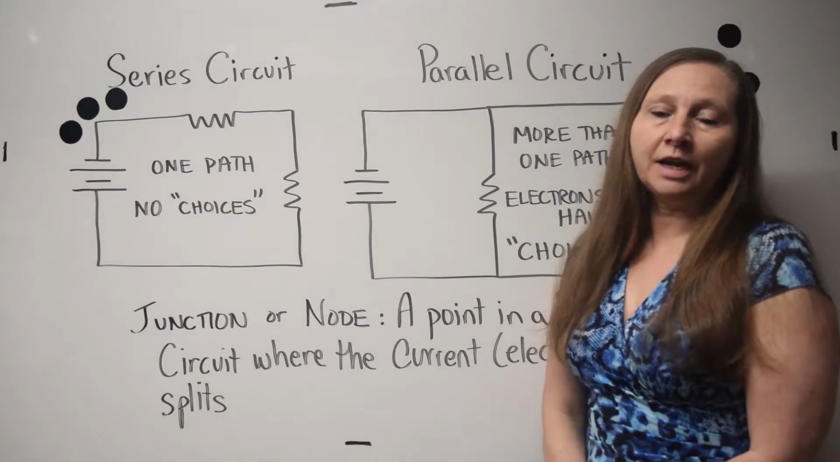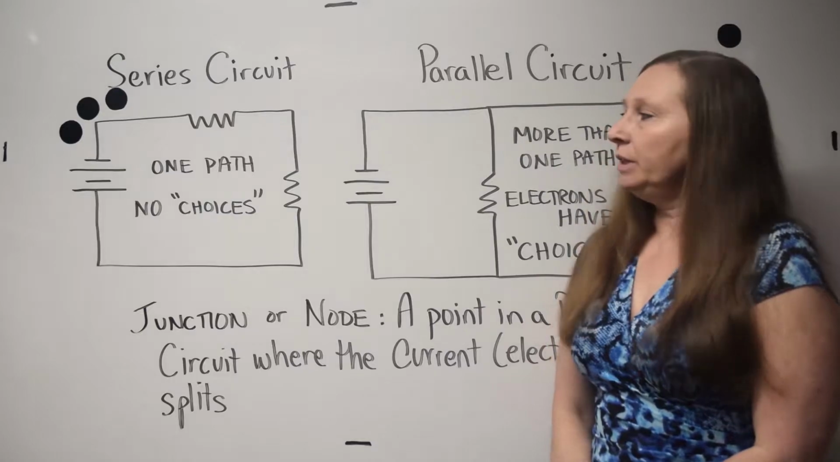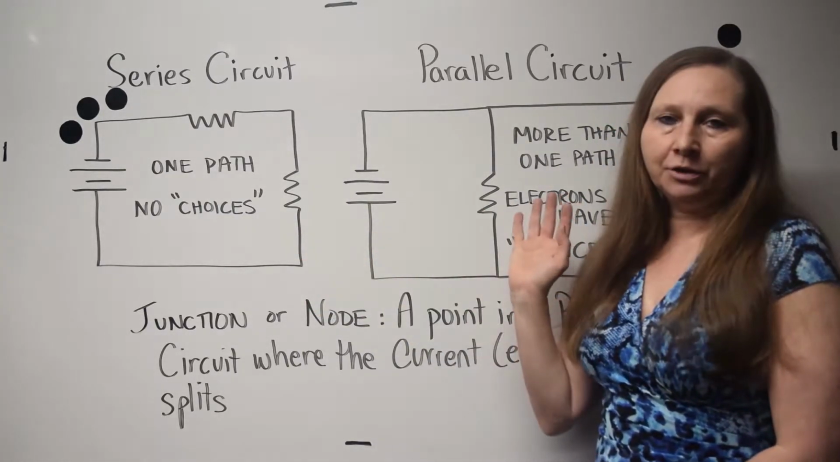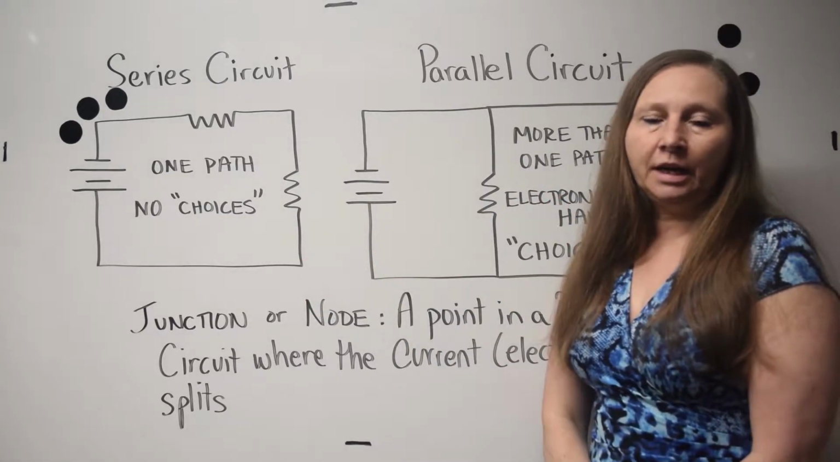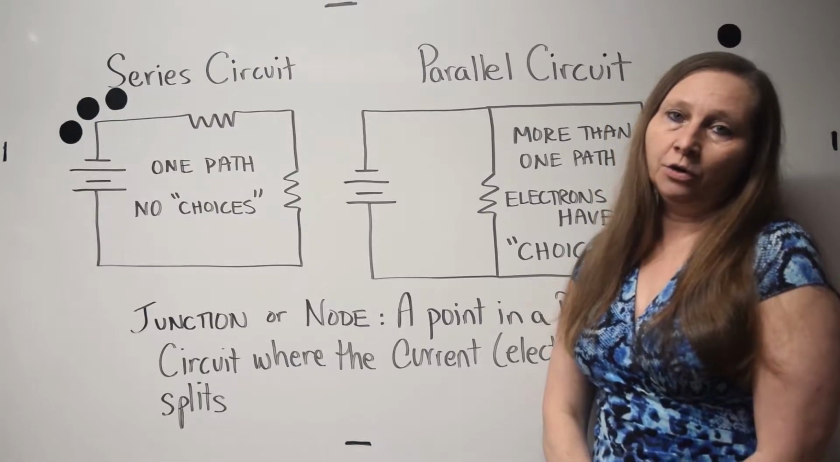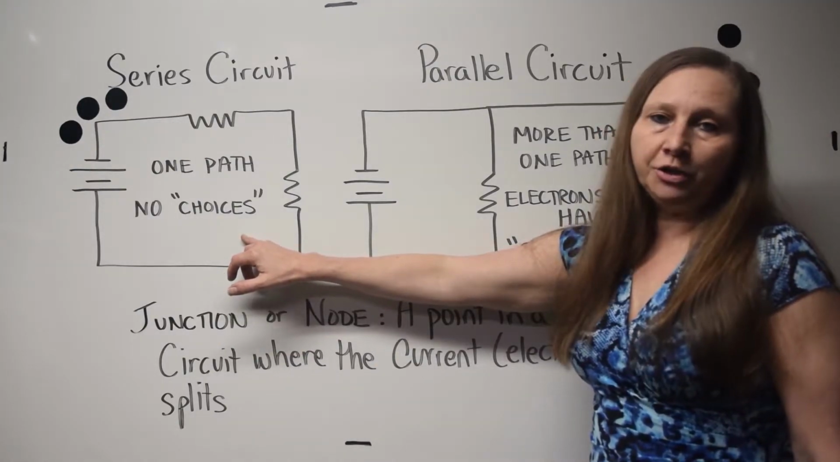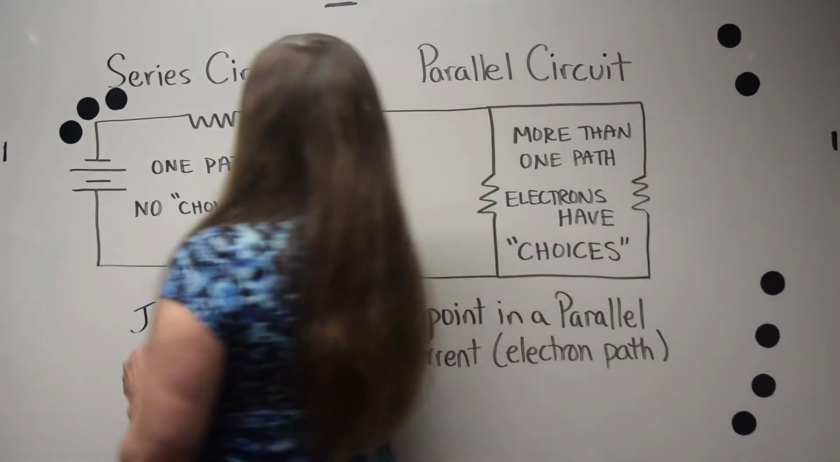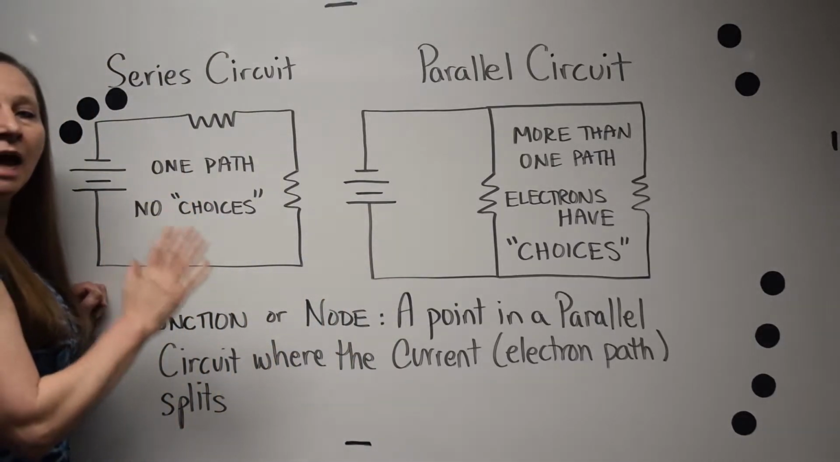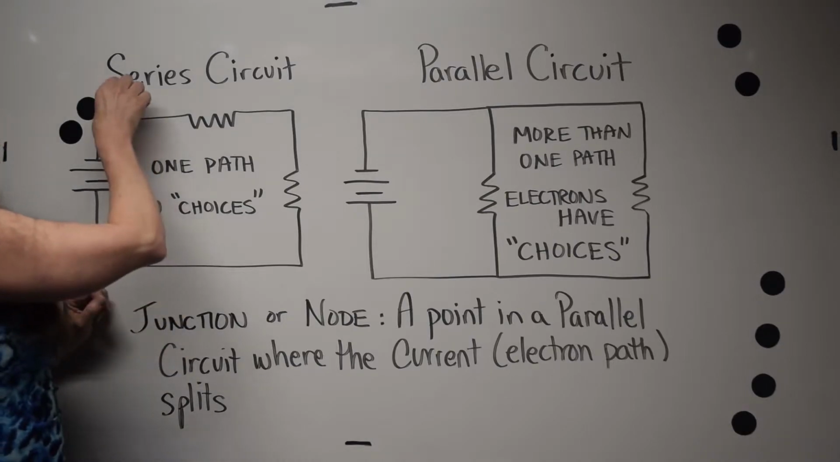Before we can discuss how to calculate resistance, we have to decide whether we're dealing with a series circuit or a parallel circuit, because some of the ways to calculate resistance depend upon whether it is a series circuit or a parallel circuit. So here we have a series circuit, and you see that a series circuit has only one path for the electrons to follow. The electrons have no choices about which way to go.